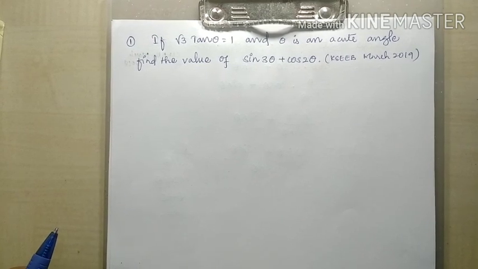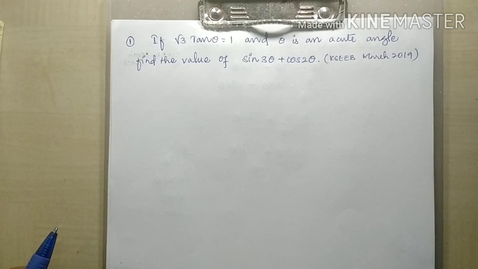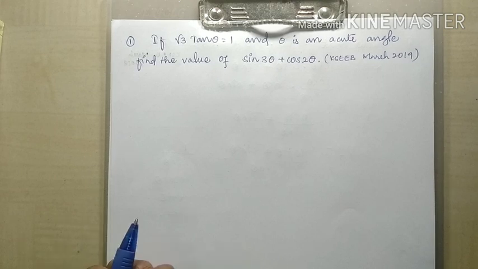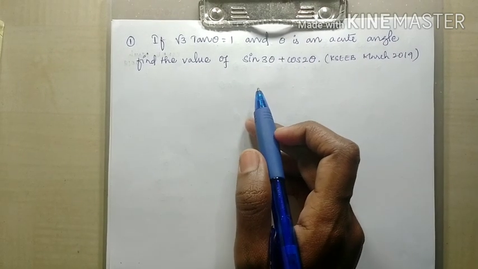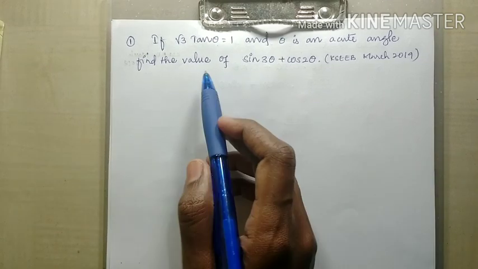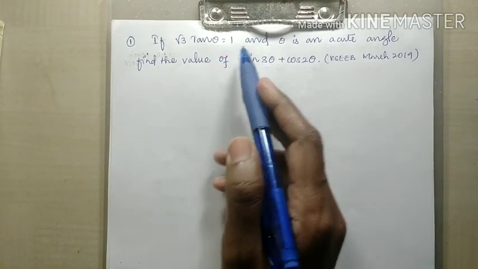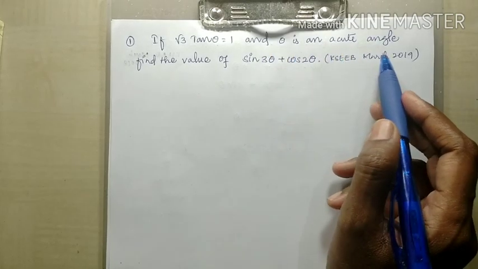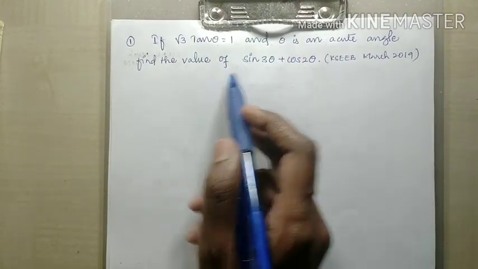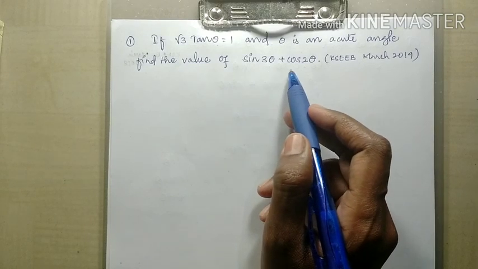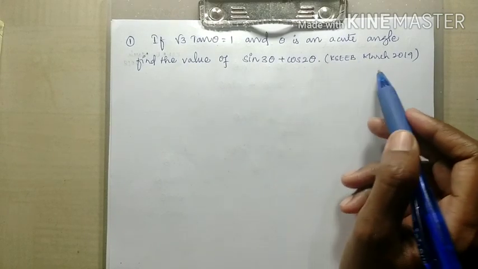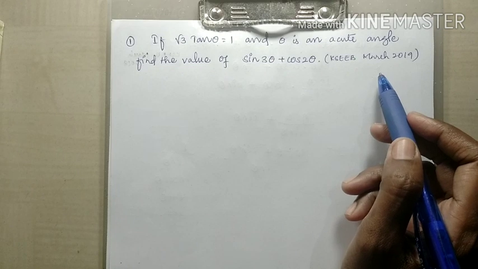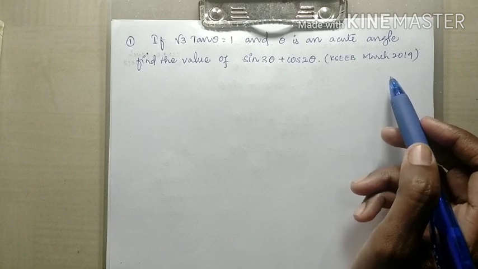Today we will solve the type of questions from previous year's question papers on trigonometry. So this is a homework problem given in my previous video. If root 3 tan theta equals 1 and theta is an acute angle, find the value of sin 3 theta plus cos 2 theta. This question is from the KSEEB March 2019 question paper.